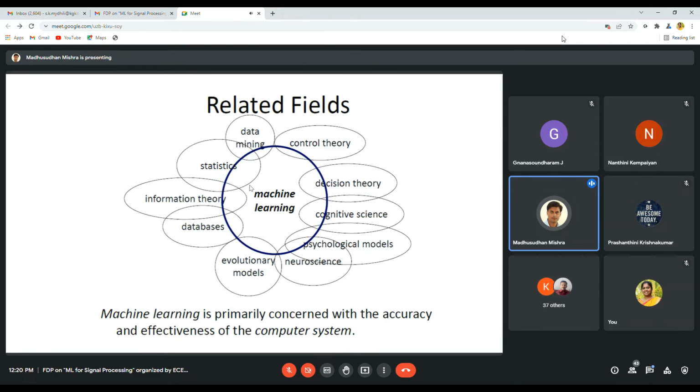And then machine learning tries to mimic human behavior. So physiological models, cognitive science, neuroscience, decision theory, and control theory all come into the picture. Though machine learning is primarily concerned with the accuracy and effectiveness of the computer system, it is related to various fields, like data mining, statistics, and so on. So this figure says that different parts of other fields also come under machine learning.